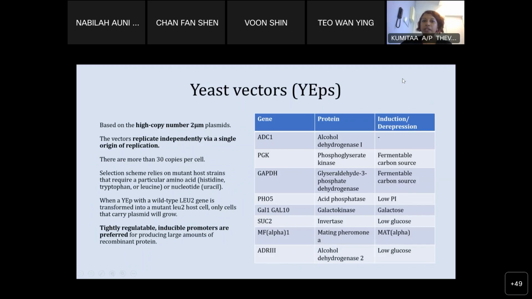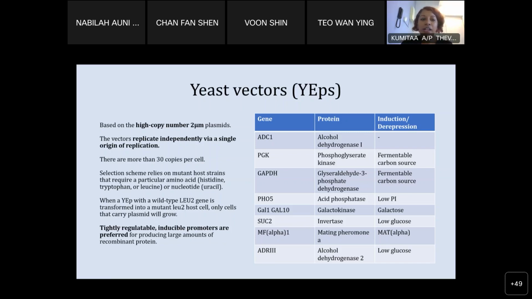So a little bit about YEP now instead. So hopefully after I talk about this, you can also see the difference between YEP and YIP. So YEP, again, the distinct feature is that it's a high copy number 2-micron plasmid. It does replicate independently through a single origin of replication. So again, something to remember is that not all yeast vectors have an origin of replication. But because this one does, and because it is a relatively high copy number plasmid, there's more than 30 copies per cell. So automatically, if you compare between YIP and YEP, you know that YEP typically would produce more protein in comparison to YIP.